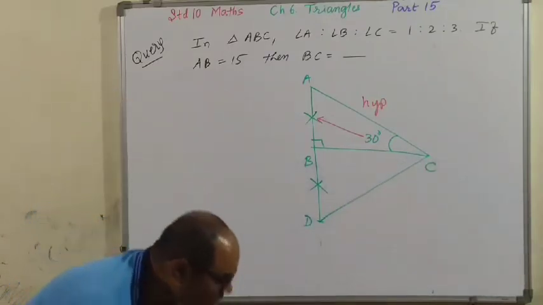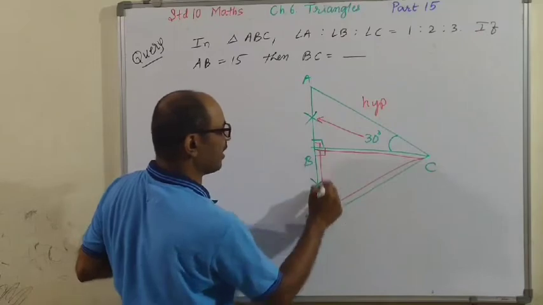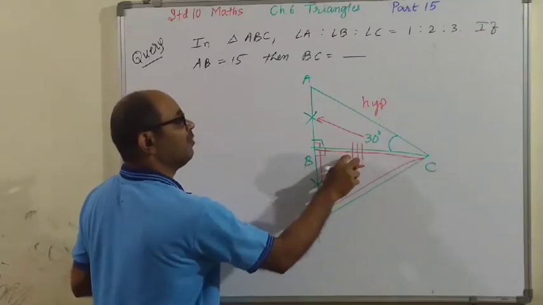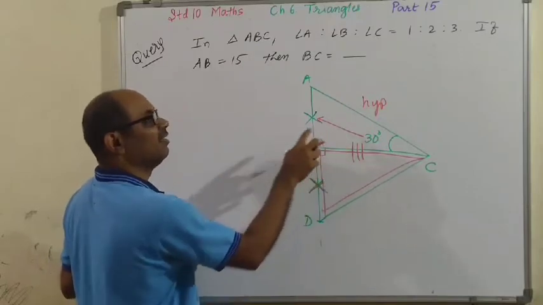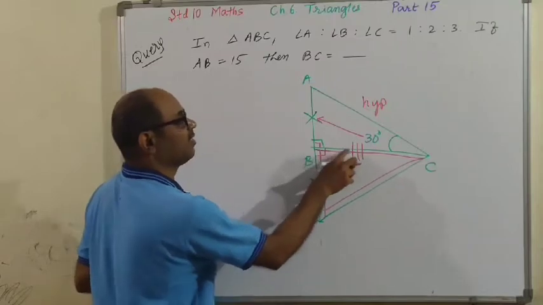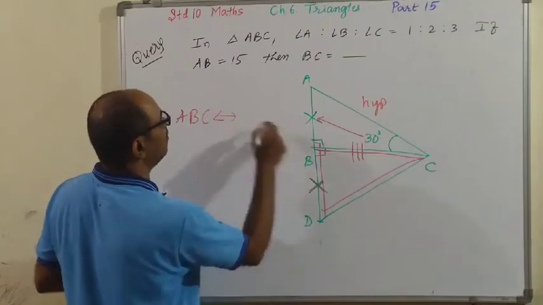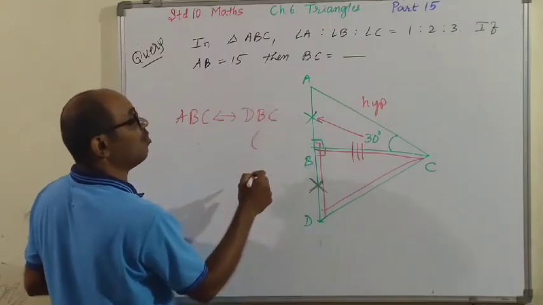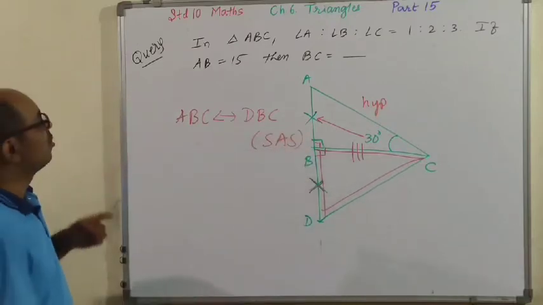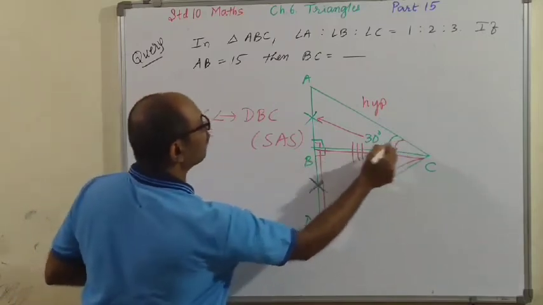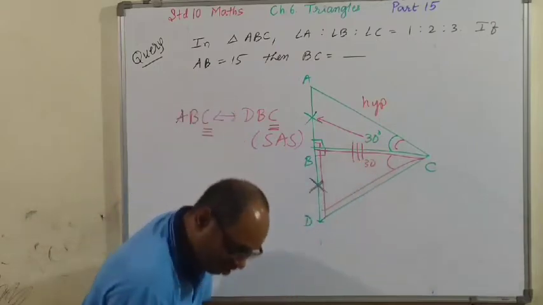Now, this is a right angle. So this one is also a right angle, linear pair. In this red triangle, this is the common side between red and green. This side is congruent to this side. Children, the red triangle and green triangle are congruent by side, angle, side. Not similar. I'm writing directly. ABC corresponds to DBC. DBC is congruent by side, angle, side. Okay? So angle C of green is equal to angle C of red. But that is 30. So this is also 30.